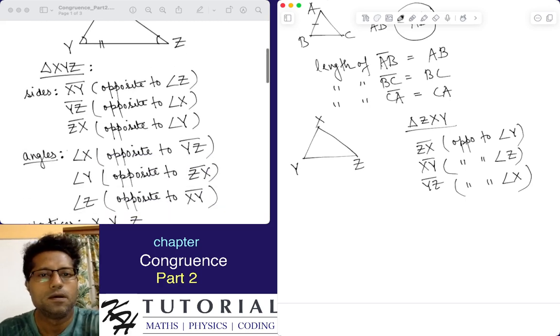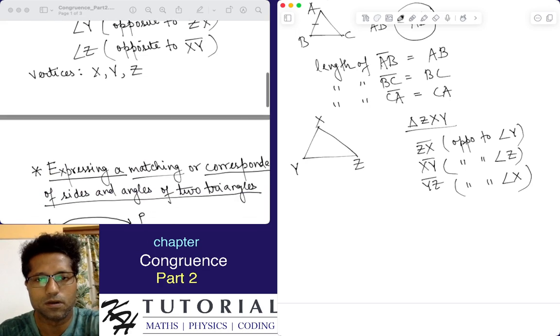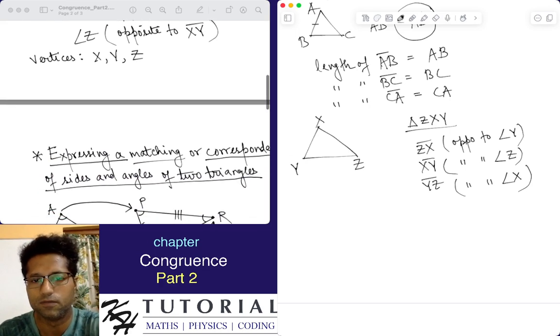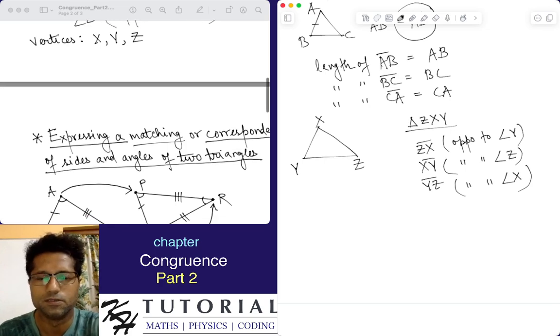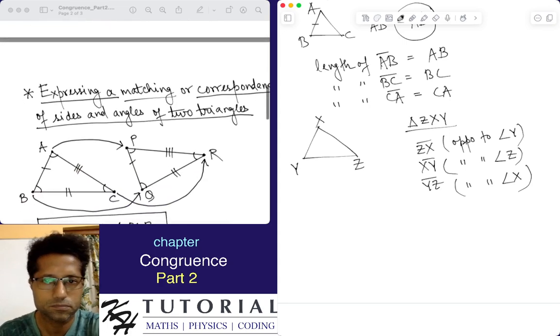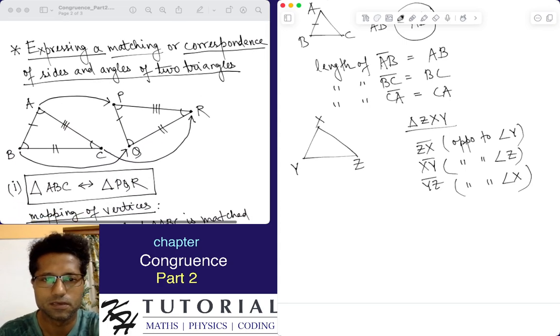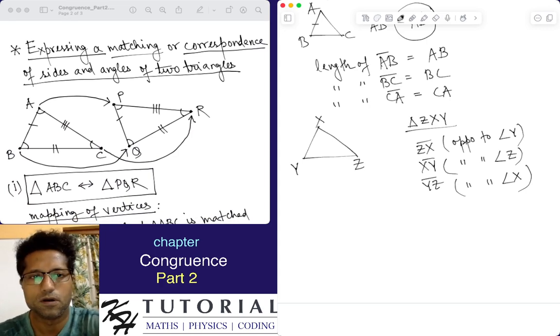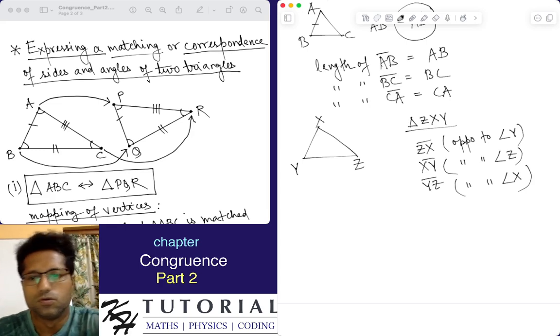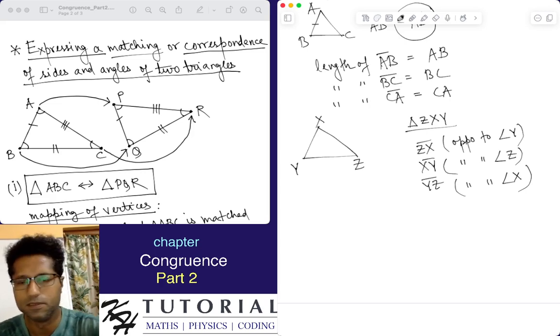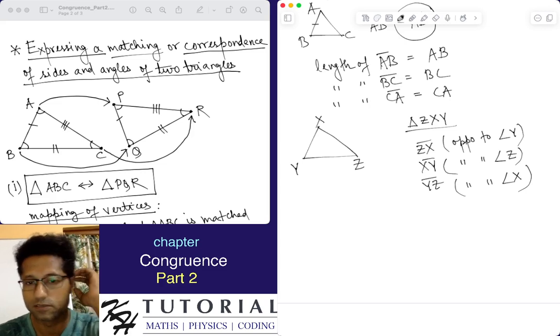These are all basic and foundational concepts that you need to understand very clearly before studying the conditions of congruency of two triangles. The next point is, how do we express a matching or correspondence of sides and angles of two triangles? We are studying congruency of two triangles, and I will discuss the actual congruency of triangles in the next video; I'm just discussing it very briefly.